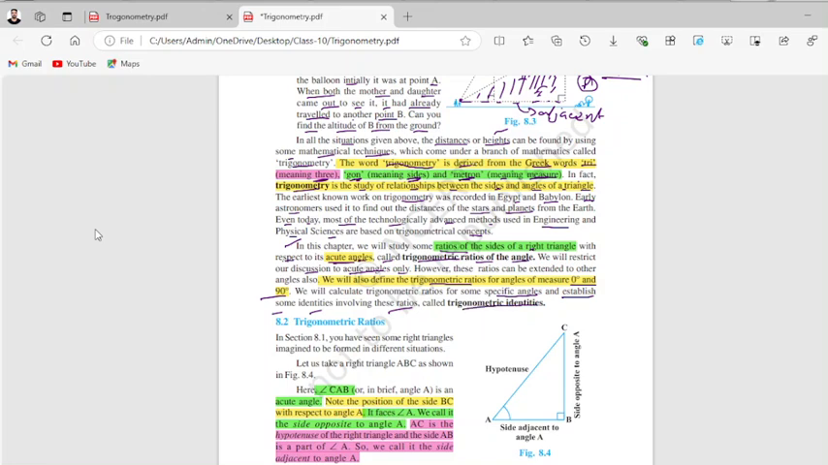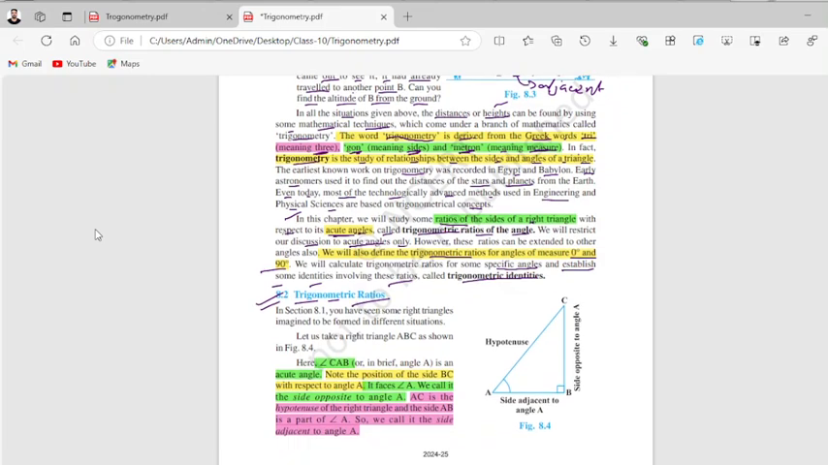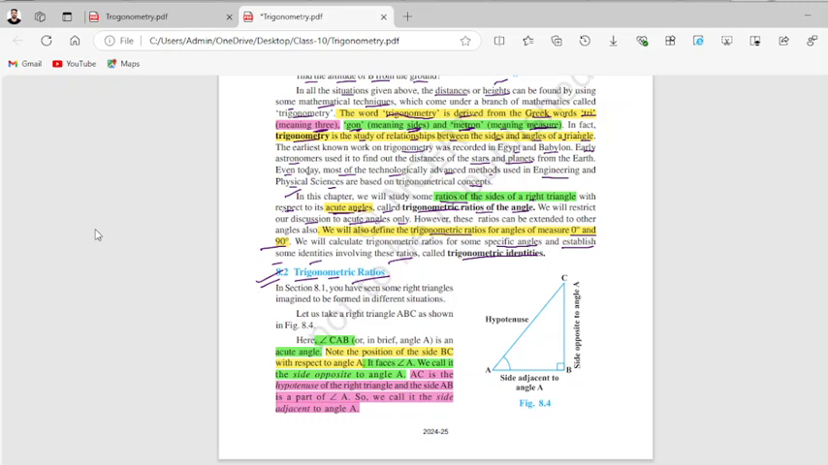So, the second topic from this chapter is trigonometric ratios. Let us understand about the trigonometric ratio. This is a right angle triangle. This figure is called a right angle triangle.